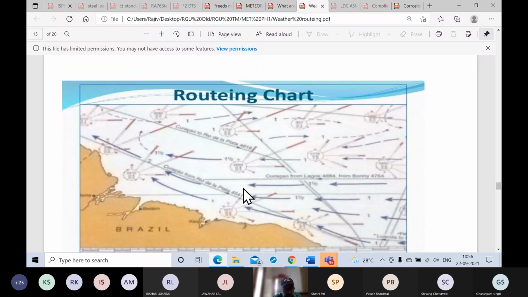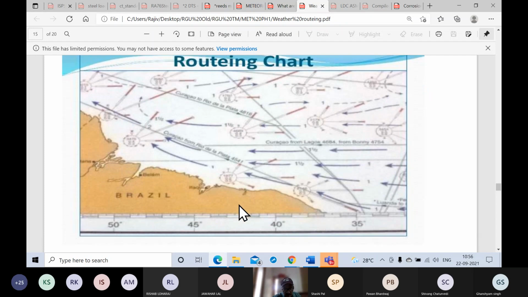This is the north coast of Brazil. The routing chart looks like this. So when you are planning a passage, this is also a very strong current, the North Brazilian current. It is used actually if you are transiting from a Brazilian port to maybe the US coast. This is used to advantage.